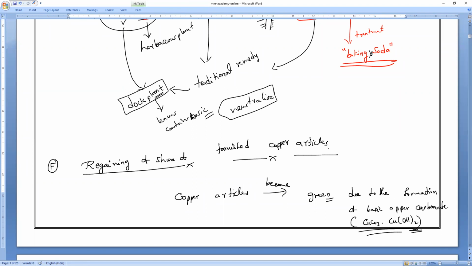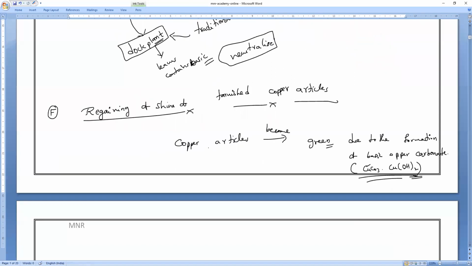So that is why, guys, in your houses, ask your grandparents or your mother, to obtain the shining nature back, they will treat it with something. Can anybody guess what it is? While rubbing, they won't rub with a normal soap or shampoo to clean it. They will add some other thing. Anybody can guess? Calcium hydroxide? Not calcium hydroxide. Calcium hydroxide is also a base only.